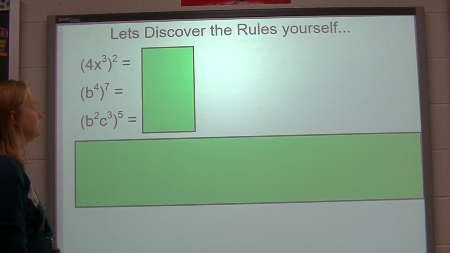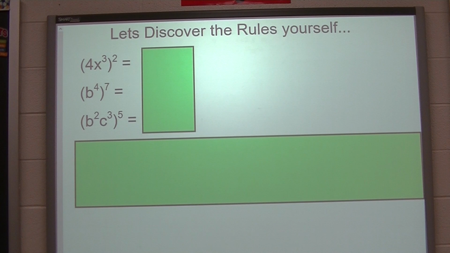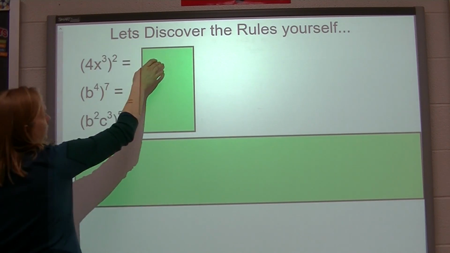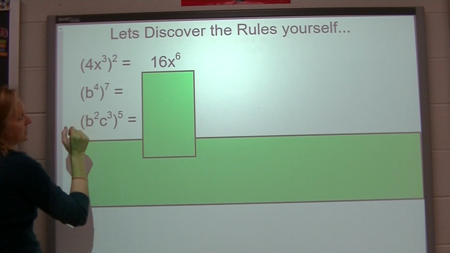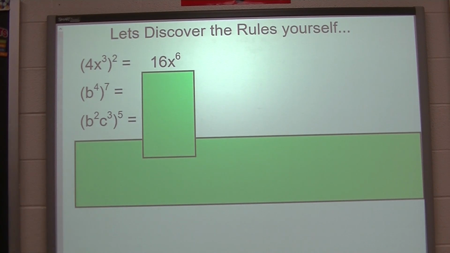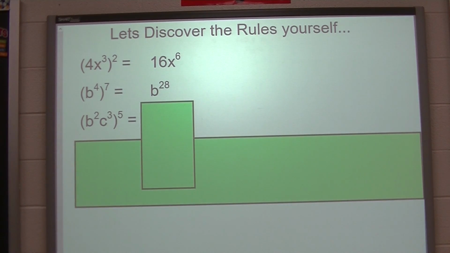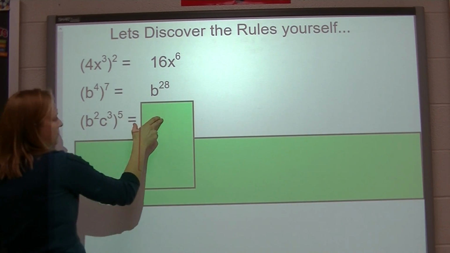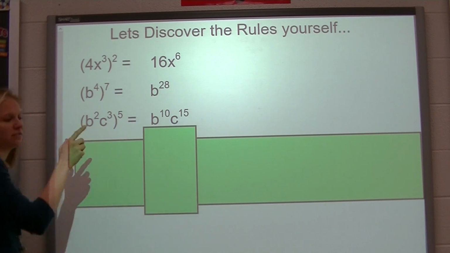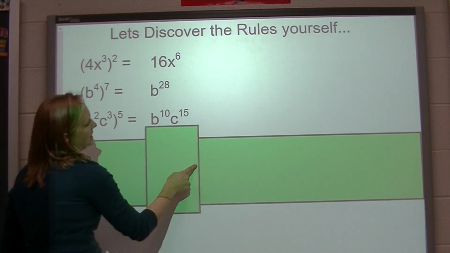Okay, so let's go here. Again, we're going to discover this. 4x to the third, squared; b to the fourth, to the seventh. 4x to the third, that group, when we square it, equals 16x to the sixth. b to the fourth to the seventh power is b to the 28th, and b squared and c cubed, that group raised to the fifth power is b to the 10th and c to the 15th.